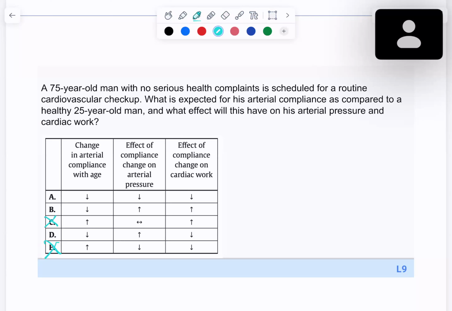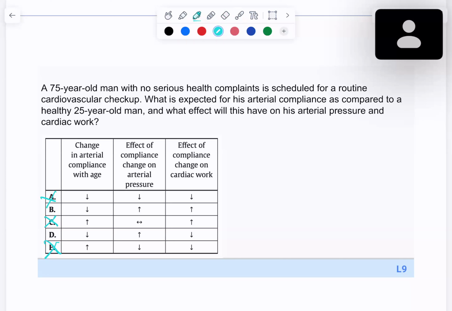Now, how would that change the arterial blood pressure? When you have a vessel that is more resistant, more tough, the pressure in the artery will naturally increase. And so I can remove A as a potential answer, and now I'm left with B and D.